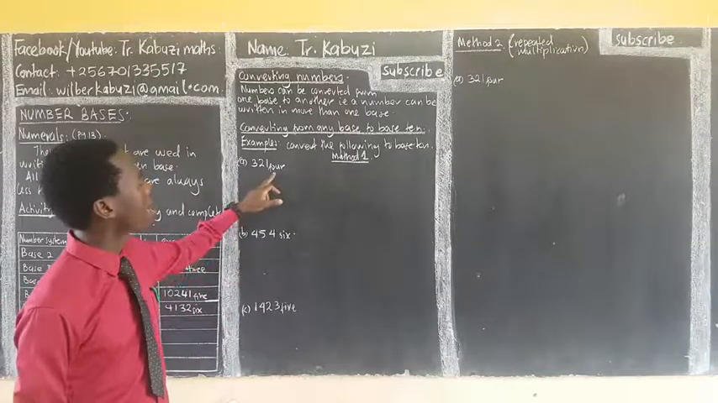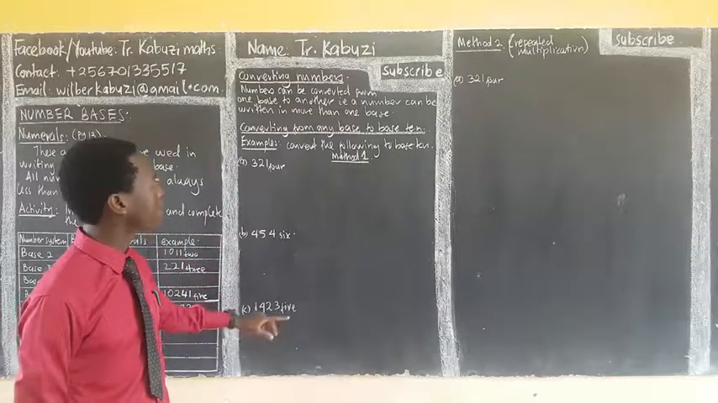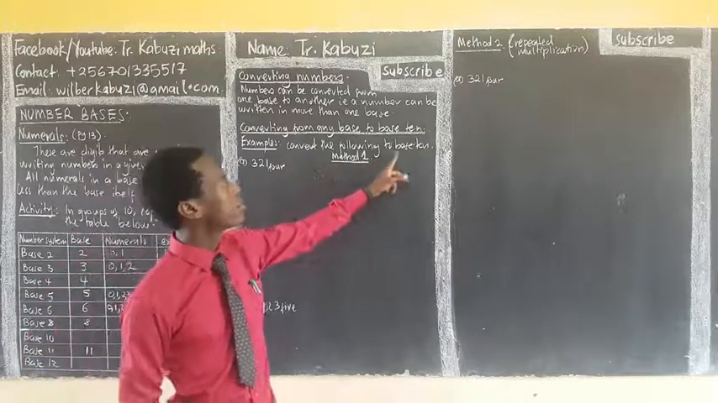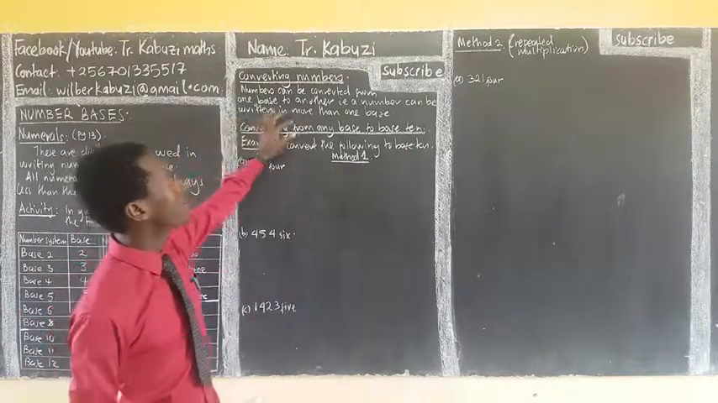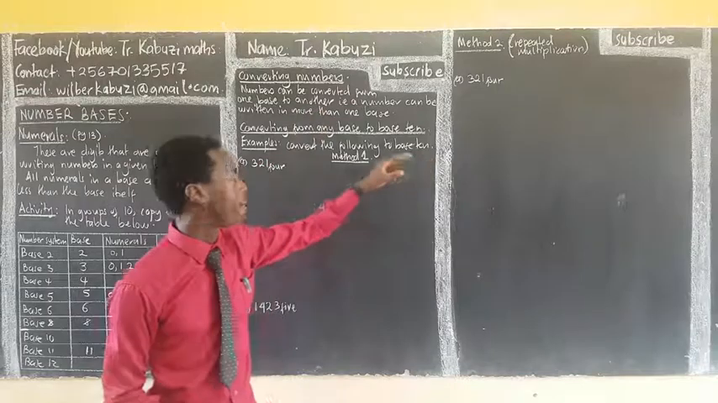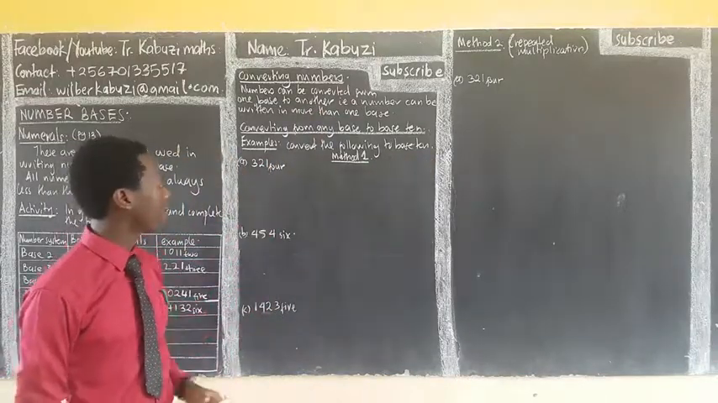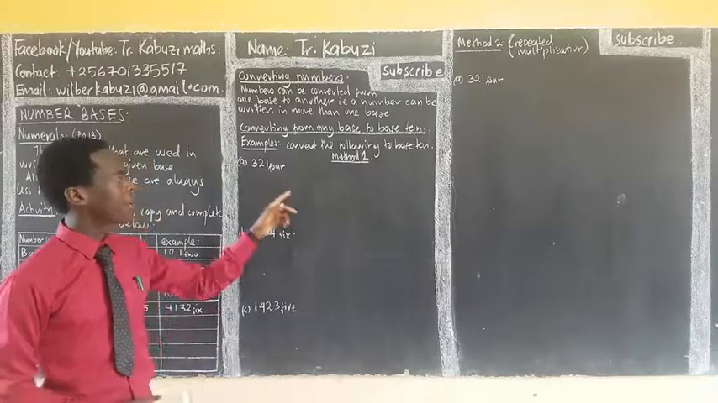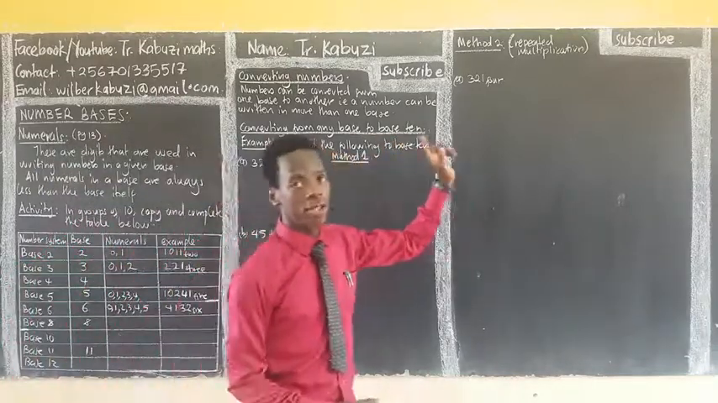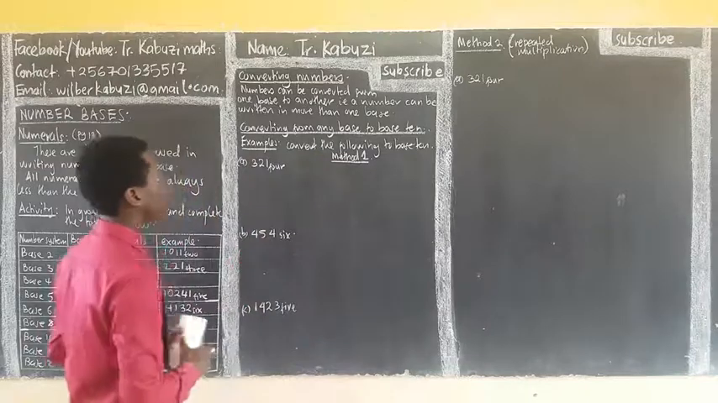We say this one now the base is 4, this is 6, now this is 5. We are converting now to base 10. The first idea is converting from any base to base 10. So these are the bases we are talking about: 4, 6, and then 5. Okay, now we are going to have method 1 and method 2. Let me start with method 1 here.